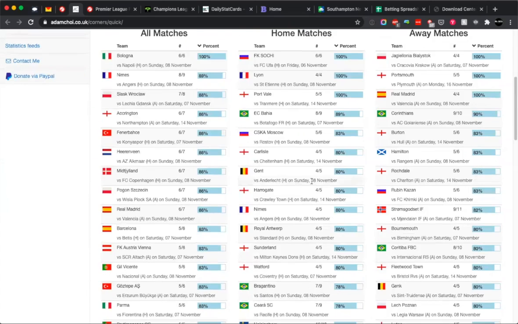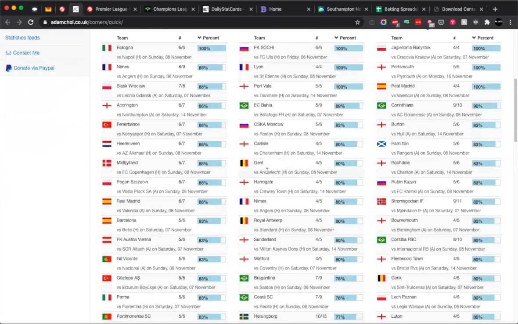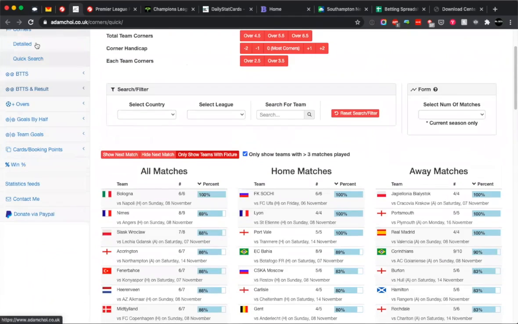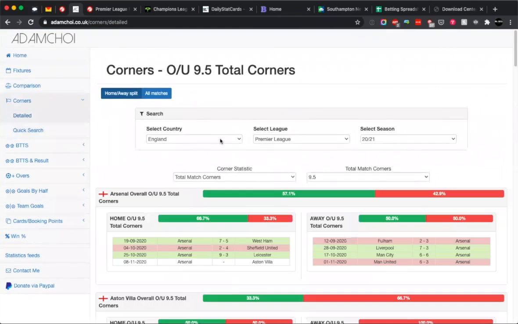All right. So this is a quick way that you can just do it, where you can look at corners and quickly get a bit of an understanding of the teams that are playing and how many corners they've had. And if you wanted to go in depth, you could quickly go through the detailed. And under detailed here, this is what I like about Adam Choi.